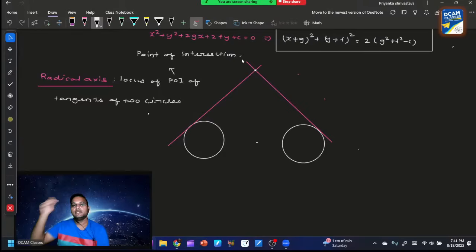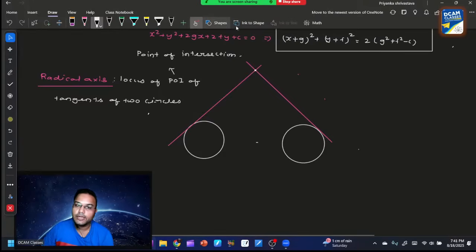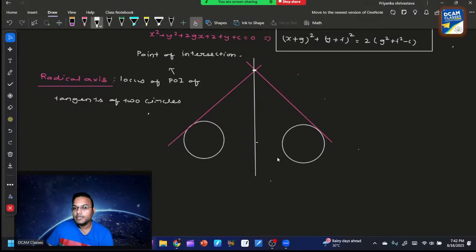You will find out this point of intersection locus. When we try to find it out, it's actually a line. And that we usually get when the circle equations are C1 equal to 0 and C2 equal to 0: if we do C1 minus C2 equal to 0, we'll get this radical axis equation.